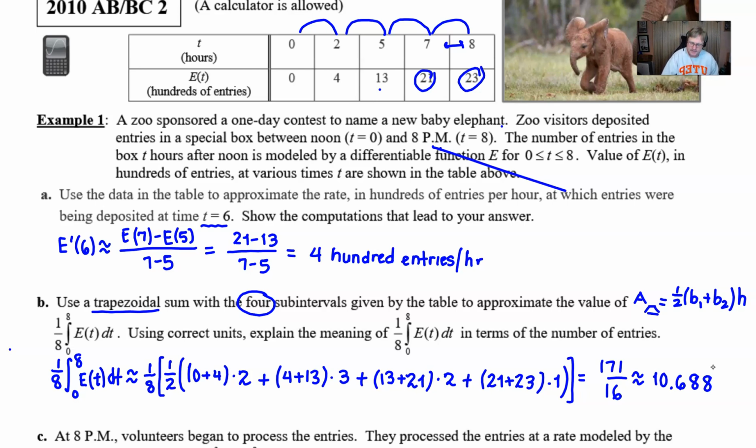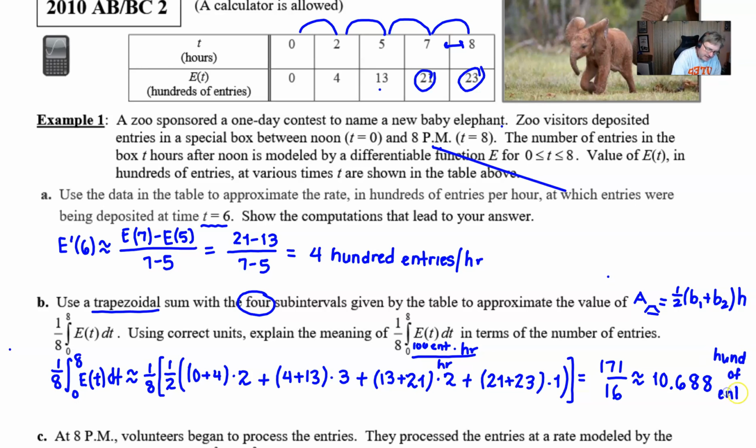Well, let's look at a couple of things here. First of all, from a units perspective, E of t is measured in hundreds of entries. dt is measured in time, which is hours. So we have hundreds of entries times hours, which is a little weird. But then we have this 8 in the denominator of this constant out in front that serves as another time because it's just the same as the difference between your 8 and 0. So the hours will end up canceling, and your units are hundreds of entries.